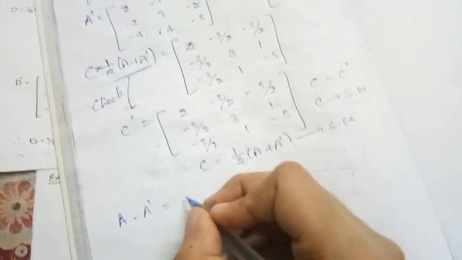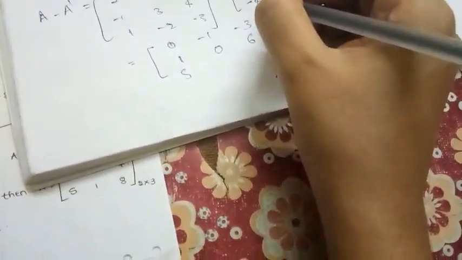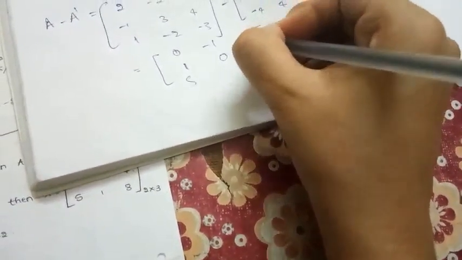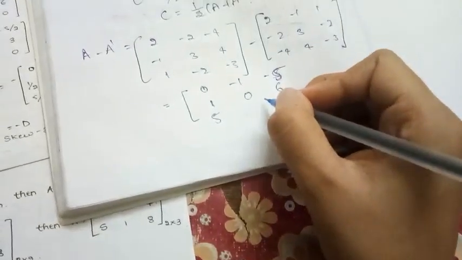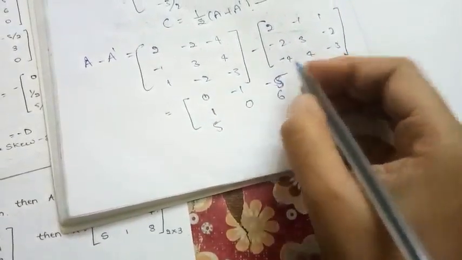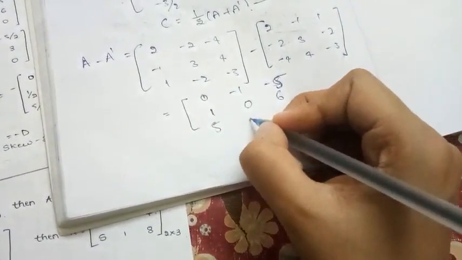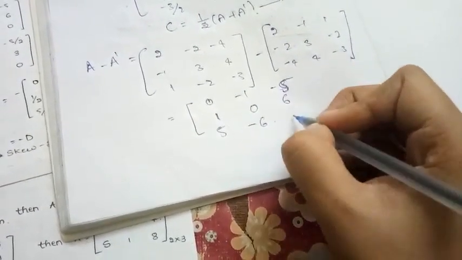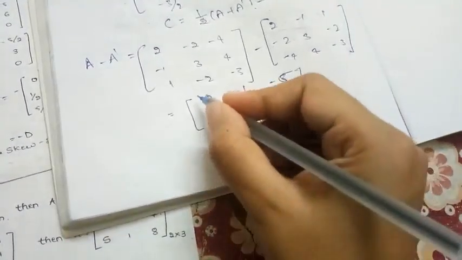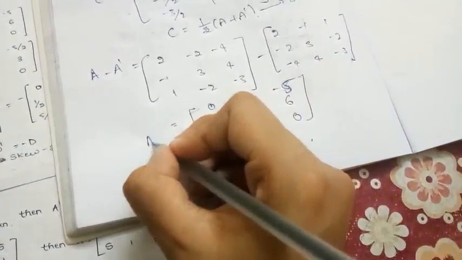So A minus A transpose is nothing but, so it is 5 and -2, -4 becomes -6, and -3 minus into minus becomes plus, so it is 0. So now you have got the matrix A minus A transpose.